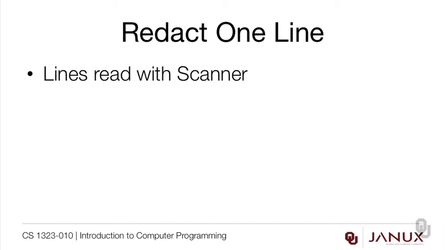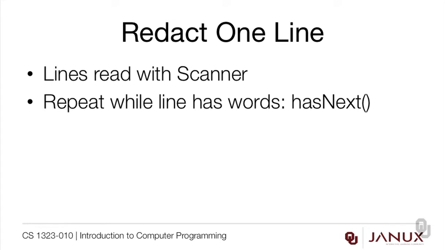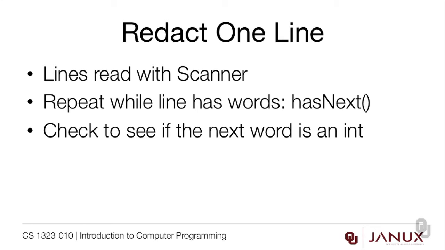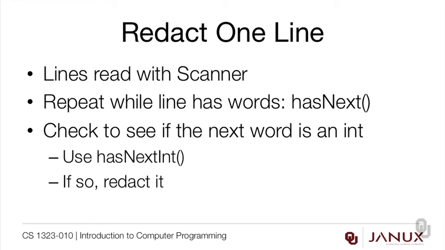Now we're ready to move to thinking about the redaction. What we're going to have to do is read in lines with a scanner, just like we've done in the previous program, but now we're going to have to pull the line apart a little bit at a time. So we're going to repeat while the line has words left using hasNext, and then check to see if the next word is an int. Now the way you do that is using hasNextInt. If so, then you redact it.